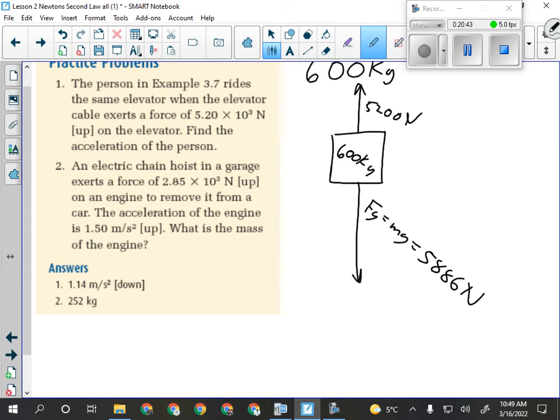Calculate the net force. So I've got to do the vector sum of all forces right now. So F net will be 5,200 plus negative 5,886, which is going to give me 686 newtons, and that'll be negative or downwards in this case. All right, now that I have that, I've done the vector sum of all forces. How do I get acceleration?